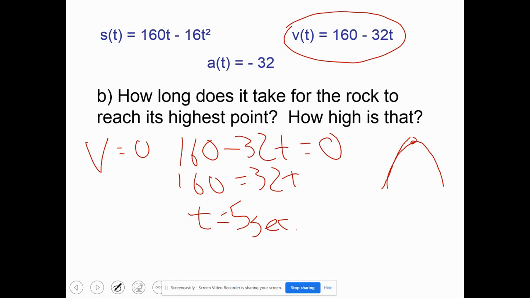How high is that? Well, my position function would tell me that. S of 5, I'm going to plug 5 in my position function, and that's going to give me 400 feet as my maximum height.